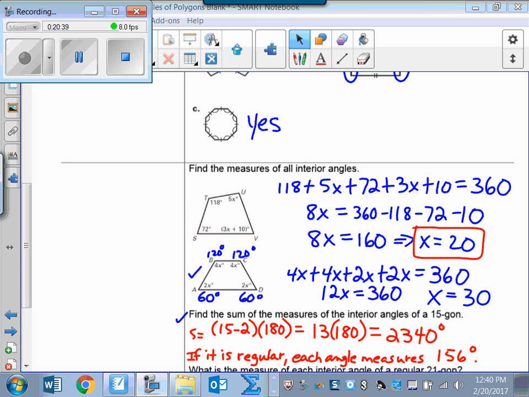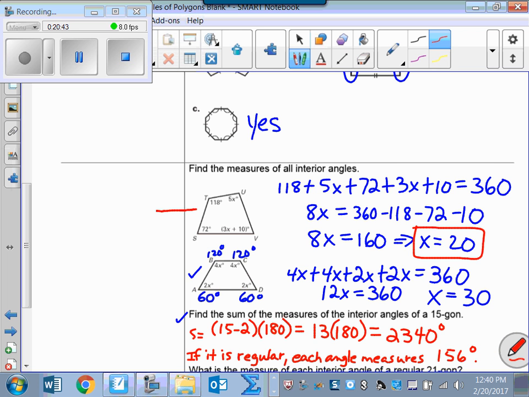Okay, so if you go back to page 3, you'll see that this problem here was the first one that I started, and then I didn't finish it. And when I did finish all this algebra here, I ended up with x being 20. Oh, but then it says find the measures. Okay, I didn't do that. Well, this is going to be 100. And this will be 3 times 20, which is 60 plus 10, 70 degrees. So there we go. So there are all the interior angle measures.